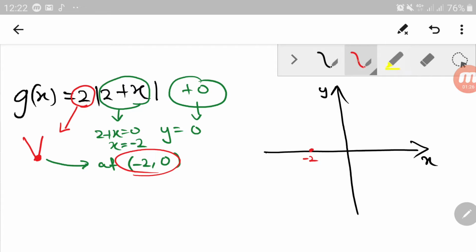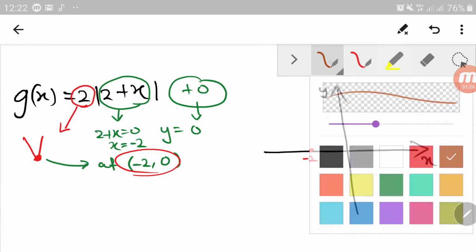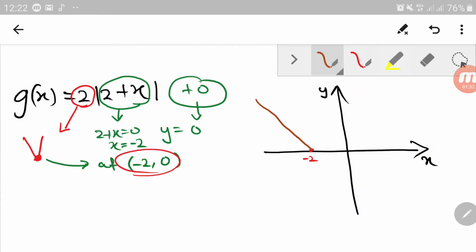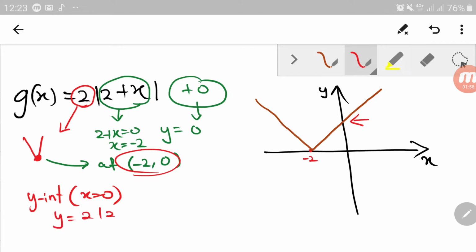This is minus 2, and then our graph is a V shape, so it's going like that. Clearly we no longer need to find the x-intercept because the point itself is the intercept. Now what's left is finding the y-intercept, when x equals 0. So y equals 2 plus 0, so 2 times 2 is 4, so therefore it's a 4 over there. And then don't forget to name your function.